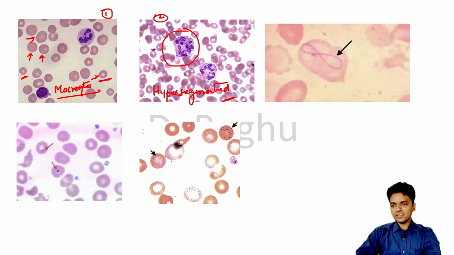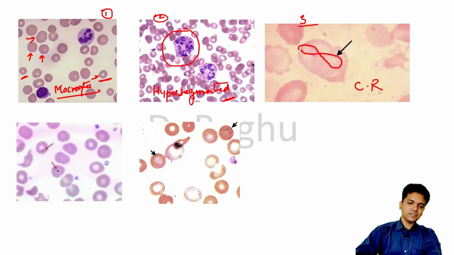What you can see here, what did I tell you? Three features of dyserythropoiesis. Here you can see a figure of 8 appearance. Okay, this is the third diagram, which is showing you what is called the Cabot ring. And here you can see this blue dot, where the arrow is pointing to. These are called Howell-Jolly bodies.